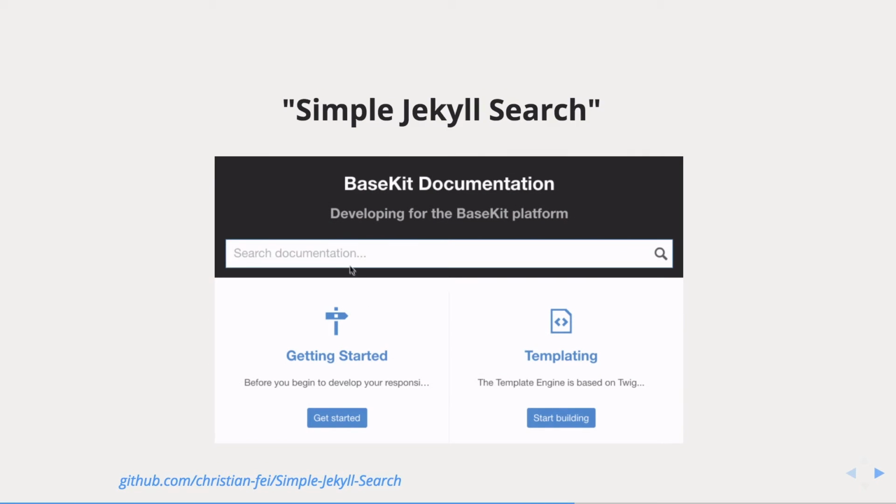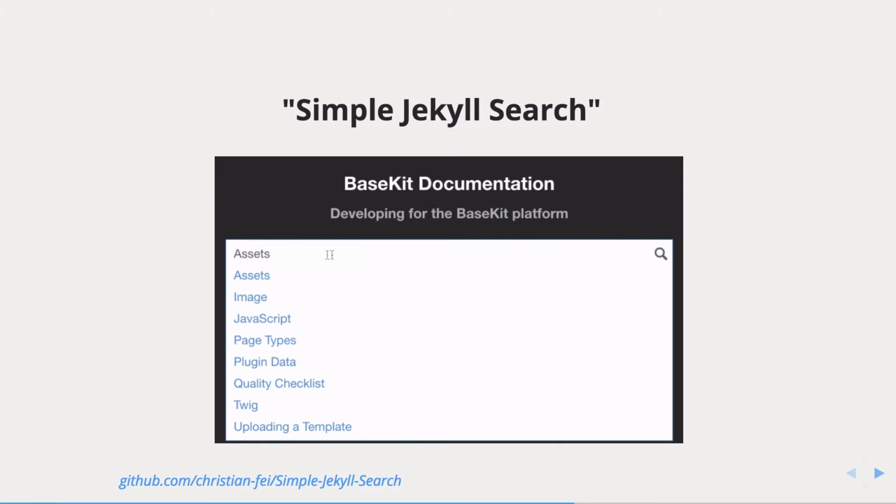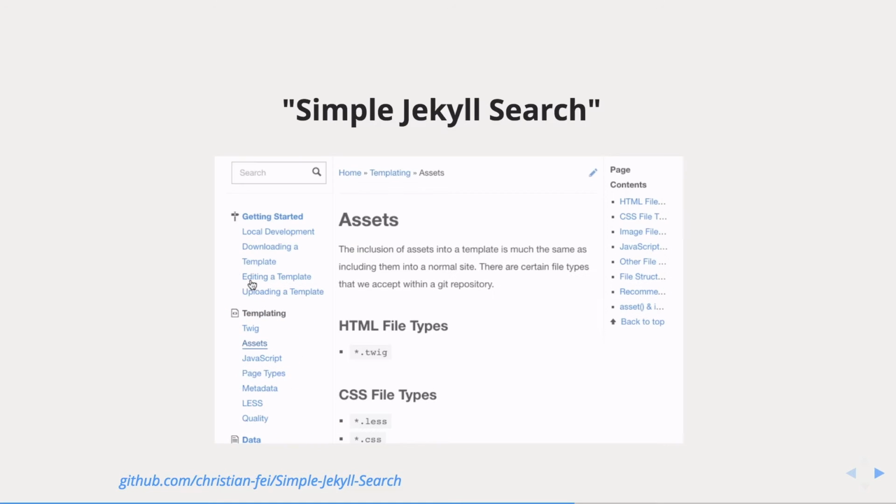So now we have all this content going on our website. How do we search through it? How do users find stuff that they want? So for me, I would use Simple Jekyll Search. If you search for this on GitHub, you'll find the repo. And what it does is it gives a live search tool to your website that users can find anything they want with.